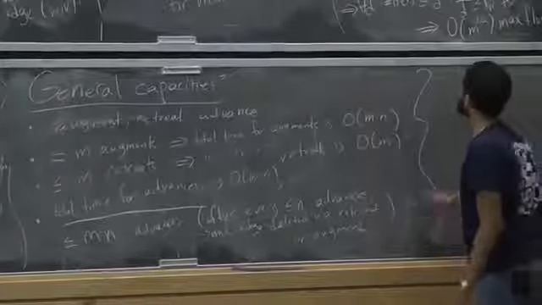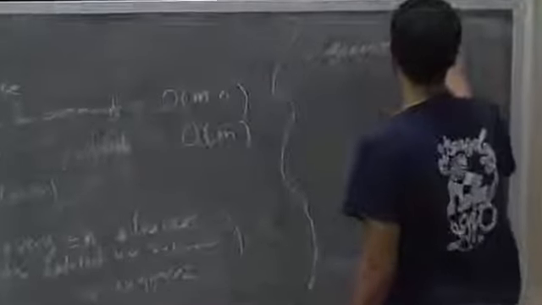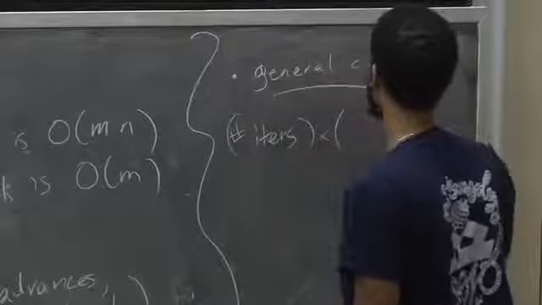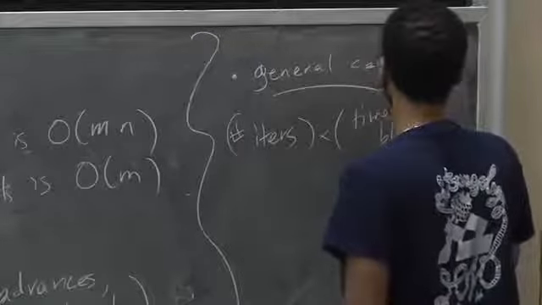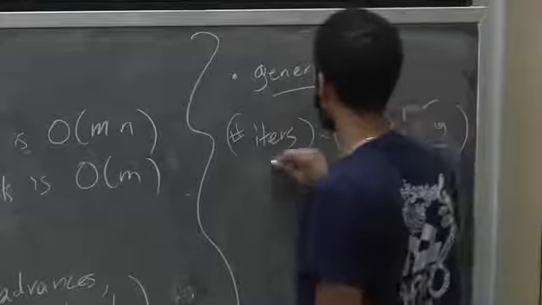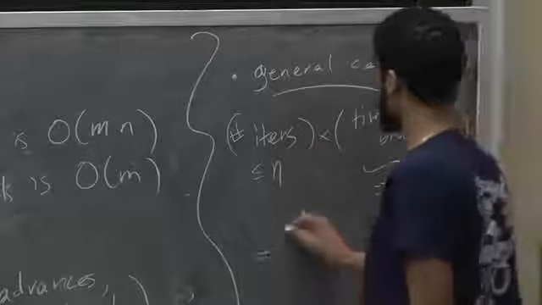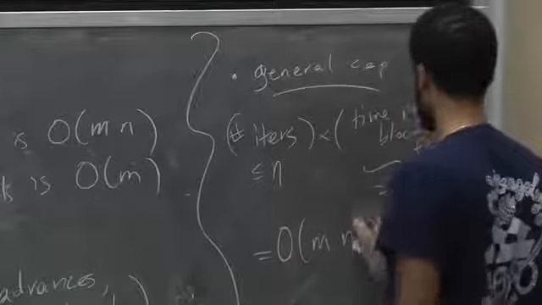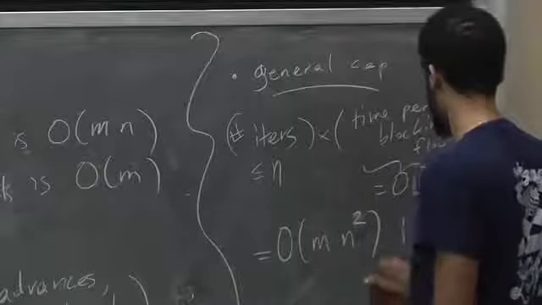So in general capacities, we have the number of iterations times the time per blocking flow. The number of iterations is at most n, we said, and the time per blocking flow is at most O of mn. So this is O of mn squared time for max flow.